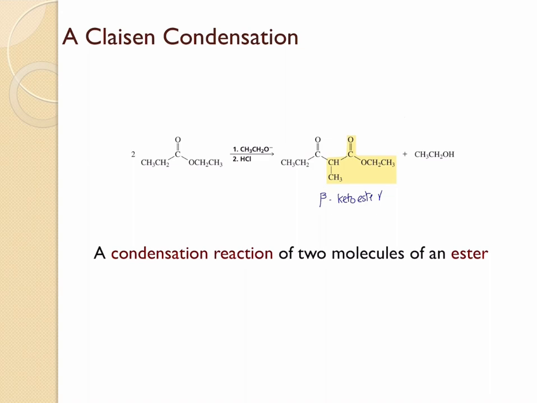Like what we have seen in the case of the aldol addition reaction, here again, one carbonyl compound is going to act as a nucleophile and the other carbonyl compound is going to act as an electrophile. In the product, this is one ester molecule, and this part right here is coming from the other ester molecule. There is a new carbon-carbon single bond formed between the carbonyl carbon of one ester molecule and the alpha carbon of the other ester molecule.